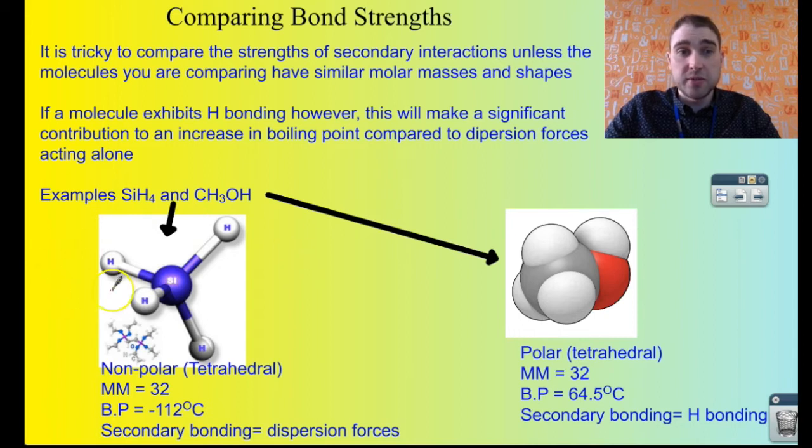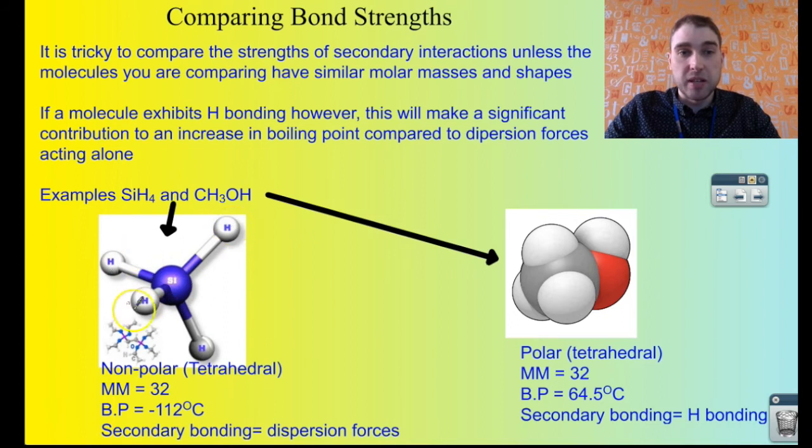So here's SiH4 down here. It's got a molar mass of 32, which is similar to methanol that we have over here. Kind of a similar shape. It's a tetrahedral structure over here, and we've got a tetrahedral part at least to the methanol. The secondary bonding you're going to get in SiH4 is only going to be dispersion forces because it's a non-polar molecule. So we do have a delta-positive, delta-negative interaction in the bond between the silicon and the hydrogen, but because it's tetrahedral, that's all cancelled out.